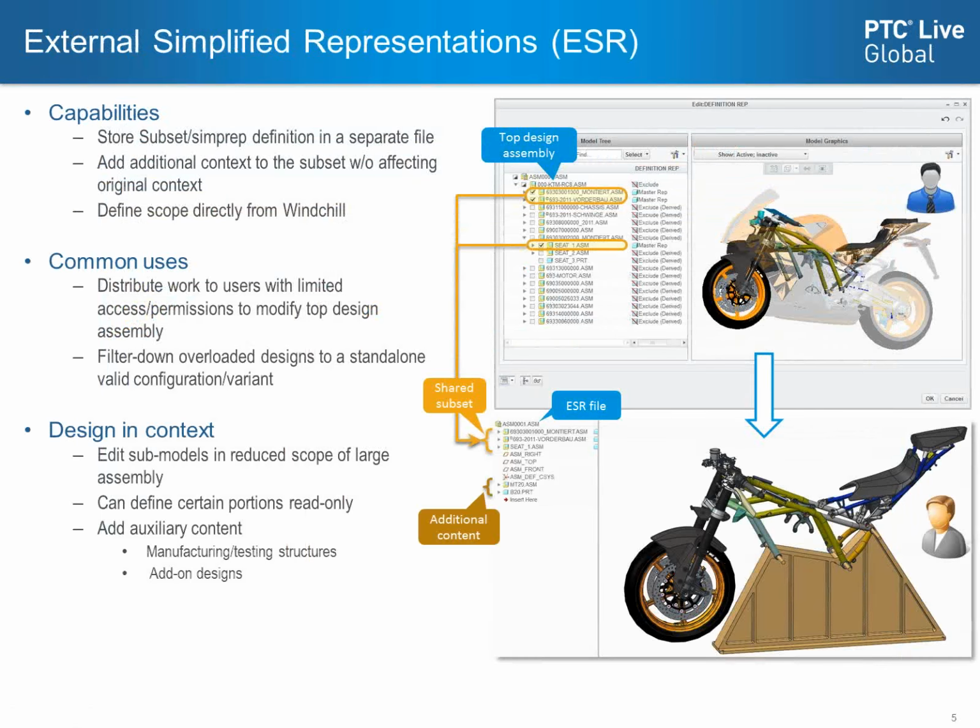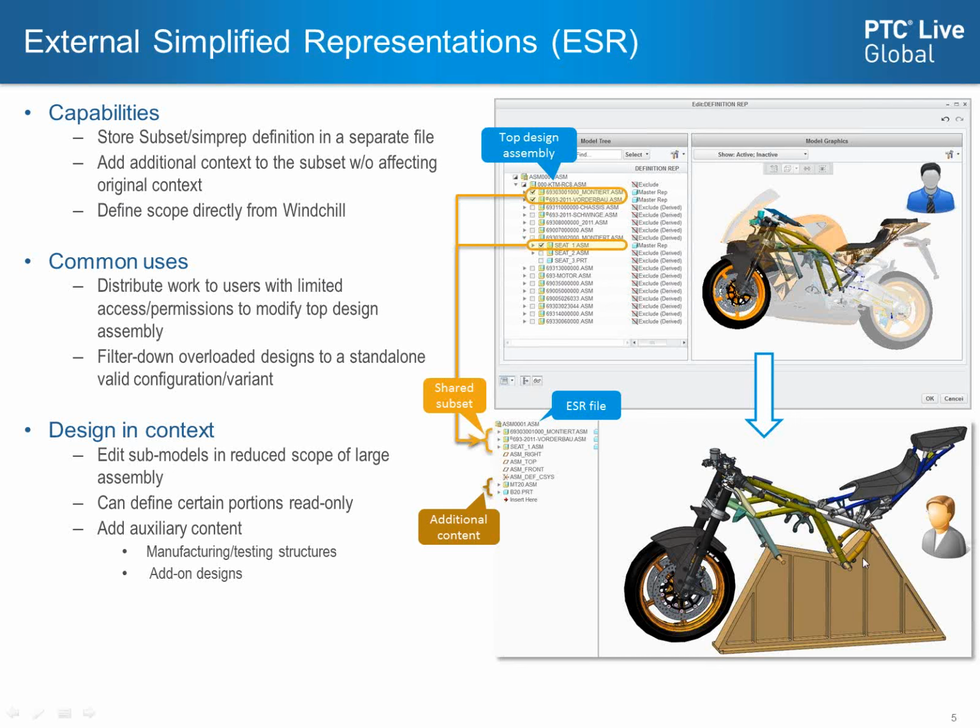Another strong benefit of this external simplified reps is the capability to design, in addition to the context that you are filtering, additional stuff in the context of the ESR that are not included in the top assembly. For example, manufacturing jigs or add-on designs that should not go into the top assembly but should be designed around a certain subset of this top assembly.